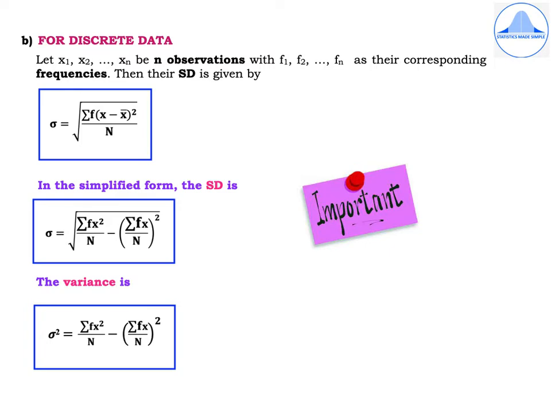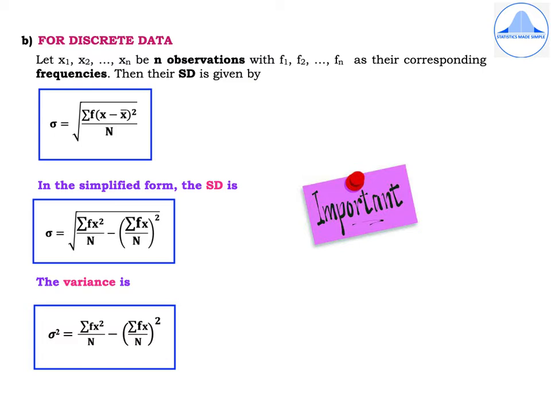Division B is for discrete data. So you know that for discrete data, the x values and the frequencies are given. So let x1, x2, so on xn be n observations with f1, f2, so on fn as their corresponding frequencies. Then their standard deviation is given by sigma equal to root of summation f into x minus x bar the whole square divided by capital N. And in the simplified form, the standard deviation is sigma equal to root of summation fx square by capital N minus summation fx by N the whole square.